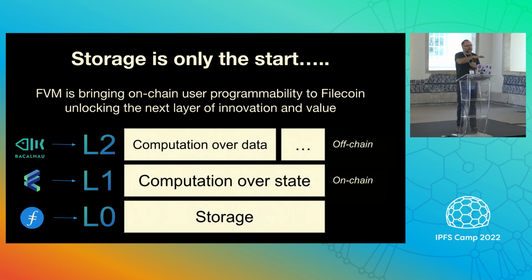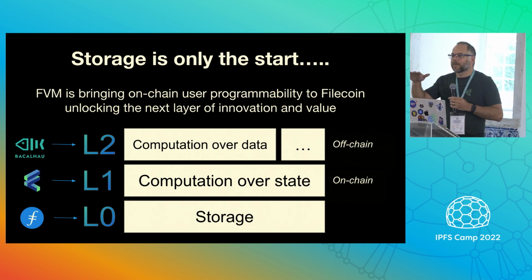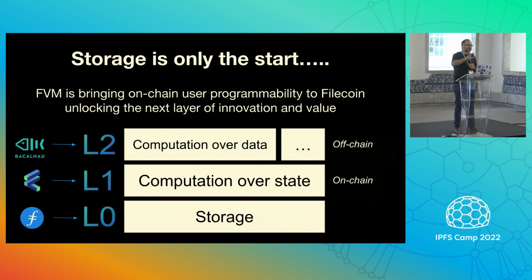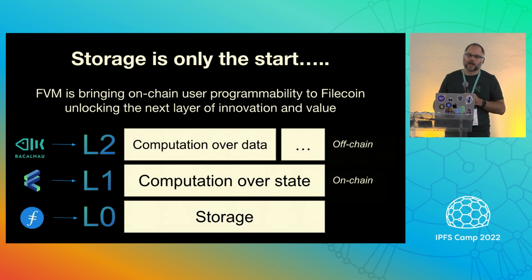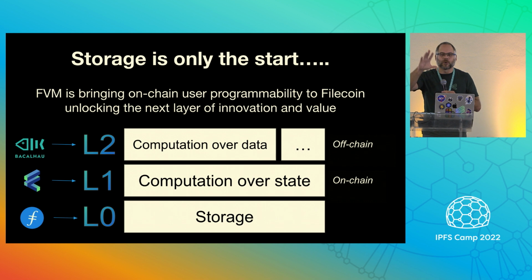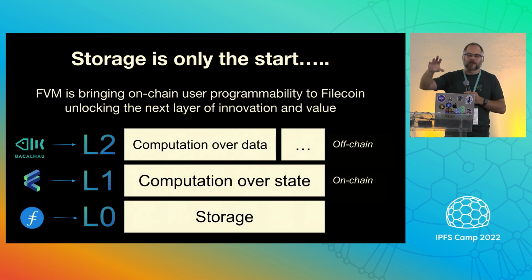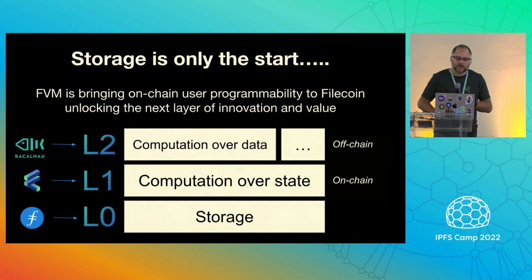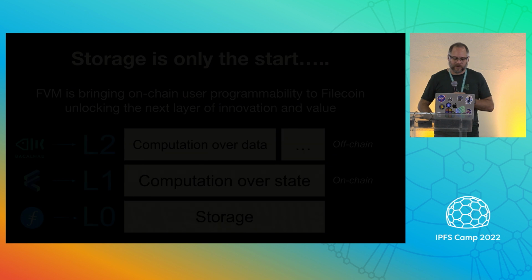So you could think about Filecoin as the layer 0. The next layer on top, layer 1, is where FVM sits. So FVM is computation over state data, so the state of the storage, not the actual data. That is where the likes of Bacalhau come into play, which is when you're dealing with the actual data off-chain, and that is the actual data stored on IPFS and or potentially on Filecoin via services like S3, for example. So FVM provides the ability to interact with the state of the data.